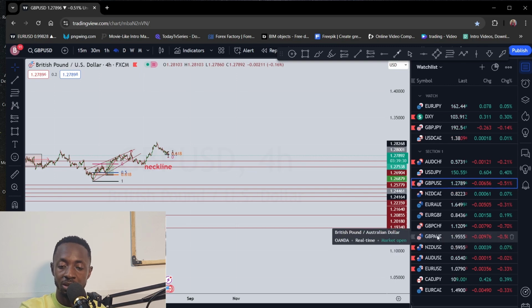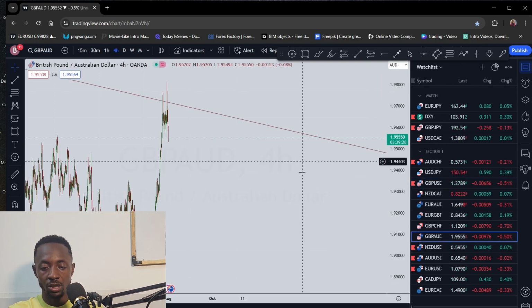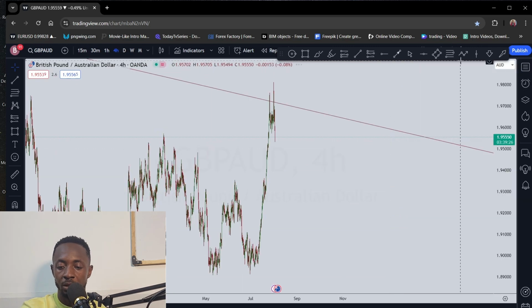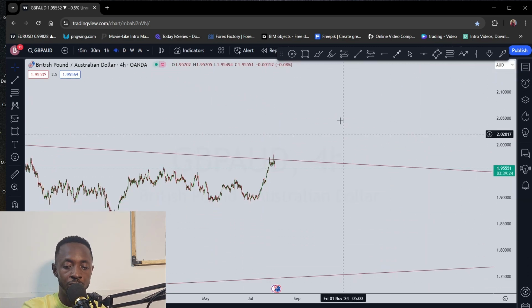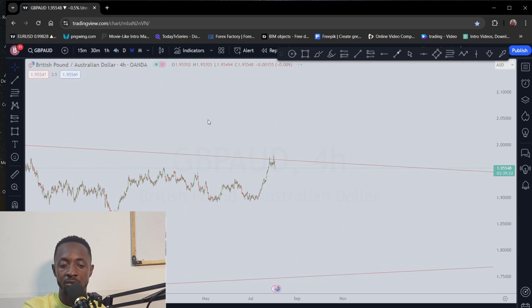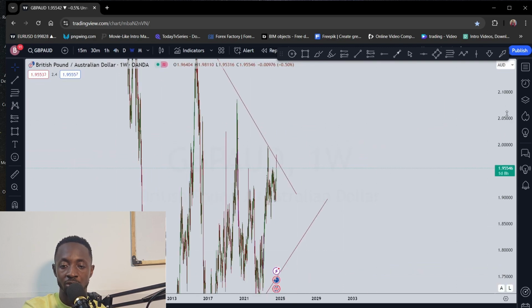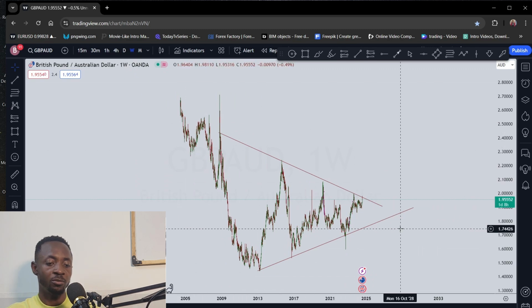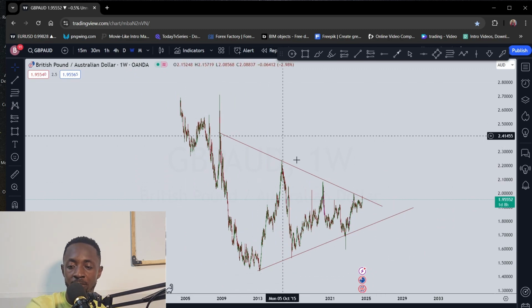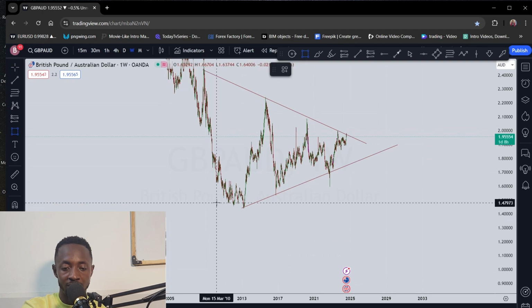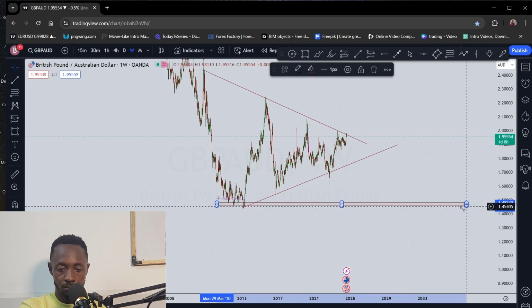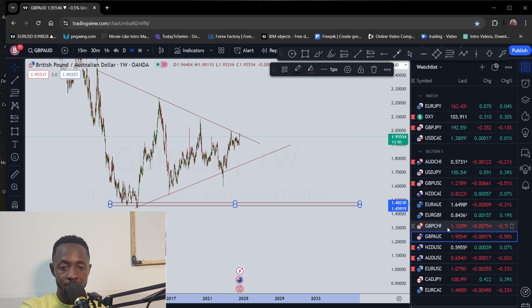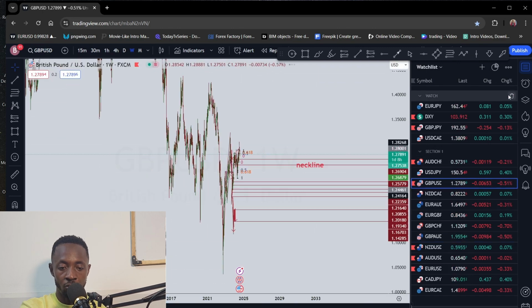Let me go to another pair that I know is not common. Let's go to New Zealand, GBP AUD. That one is very, very strange. So there's nothing like USD there. Okay, so let's go to weekly time frame. First of all, let's determine the trend of our market. You can also see that the market has been bleeding down, but something has happened that has refused to give us a new lower low.